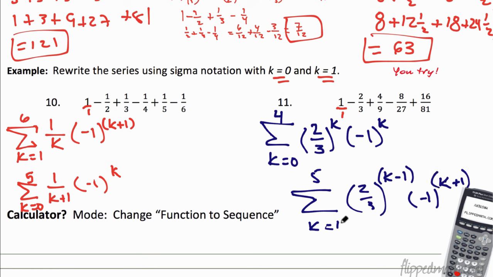All right, so final answer here. We have sigma notation in the top. k equals 0 to 4. 2/3 to the k, -1 to the k. Writing it with an index of k equals 1. So k equals 1. We start at 1. We plug it in. We get a 0. That's going to give us a 1 right there. That's going to be -1 squared, so that is going to be positive. We're good to go, and it'll write out the same equivalent. So look, 2 different ways to do it there.